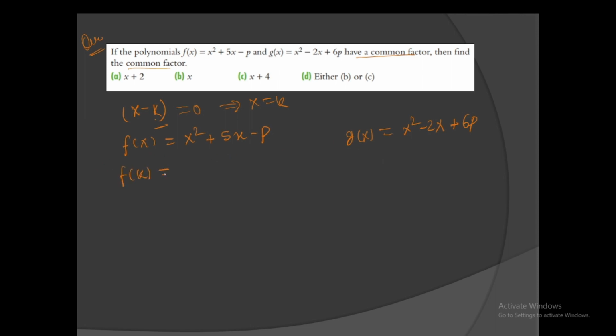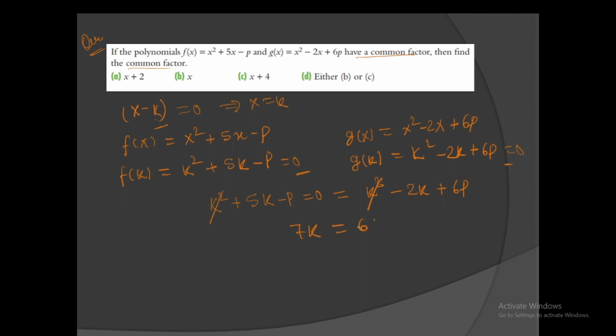So f of k equals 0, I mean f of k equals k square plus 5k minus p, and from over here we get g of k equals k square minus 2k plus 6p, and both of these are equal to 0. So you can see from over here that since they both are equal to 0, we can equate them, right? So equating them, k square will get cancelled by k square, and it will be 7k equal to 7p. So the value of k equals p only, right? So our factor is x minus p.